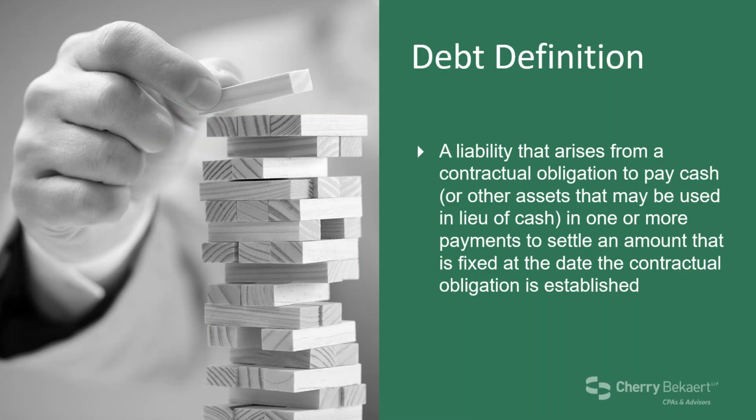The definition of debt is a liability that arises from the contractual obligation to pay cash or other assets that may be used in lieu of cash in one or more payments to settle an amount that is fixed at the date the contractual obligation is established. The term fixed is not meant to preclude cases where interest is accrued and subsequently paid, such as interest on variable rate debt, or cases where interest is added to the principal amount of the obligation, such as interest on capital appreciation bonds. Those issuance types are still considered debt for disclosure purposes. Accounts payable and leases, however, are excluded from this definition.